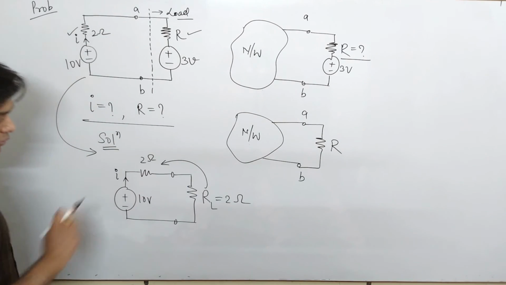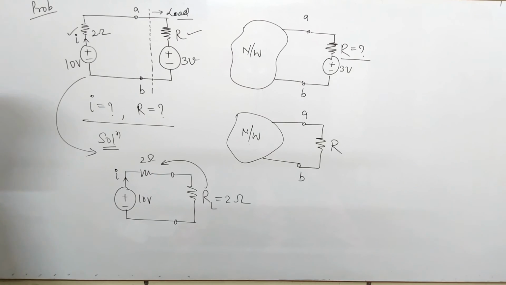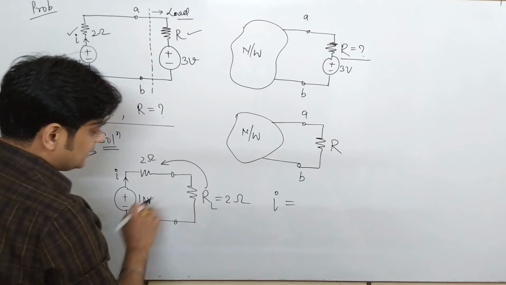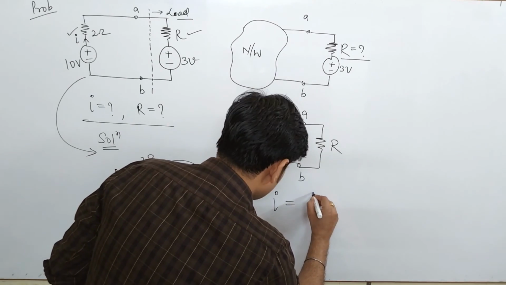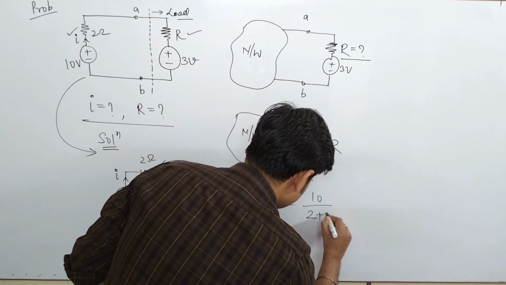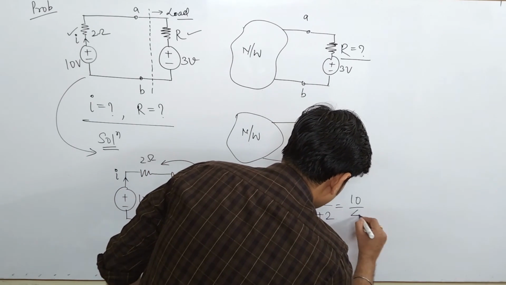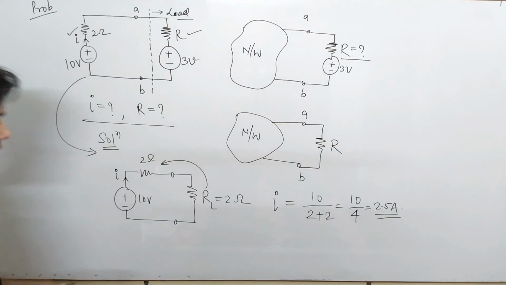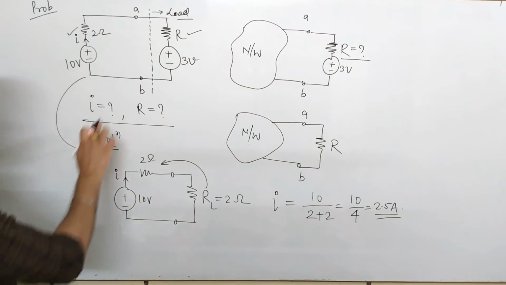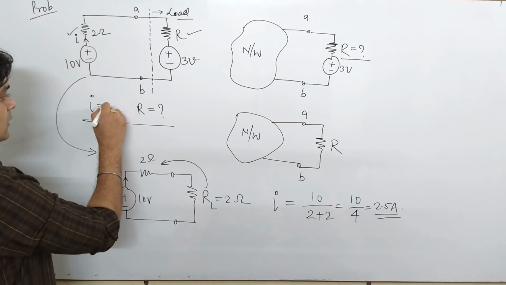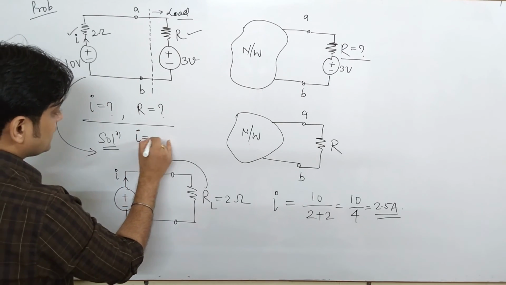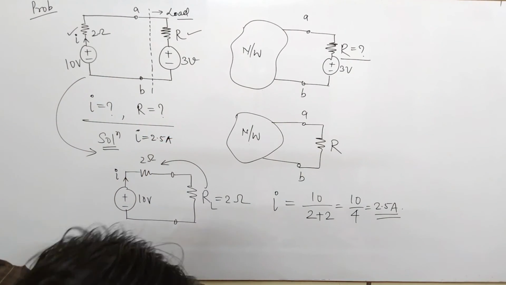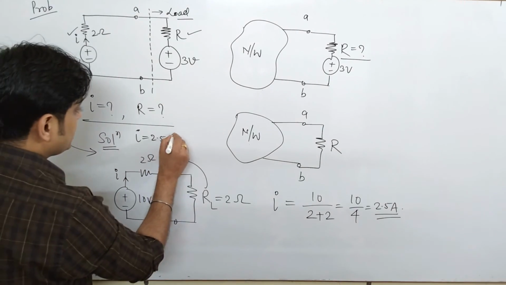So can you find the value of I for this condition? Yes, the value of I comes to be what? That is this voltage divided by these two resistances. So you can say it is 10 upon 2 plus 2, or 10 by 4, so that comes to be 2.5 ampere. So this is our first solution. It means the value of I here is 2.5 ampere.